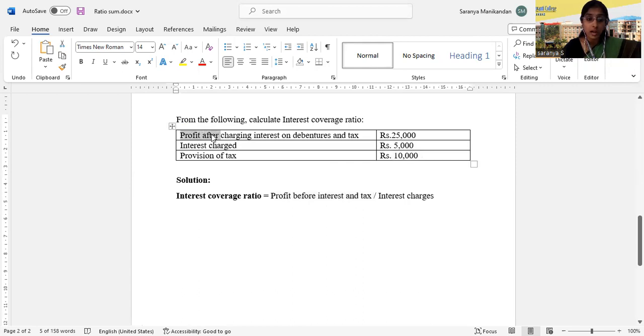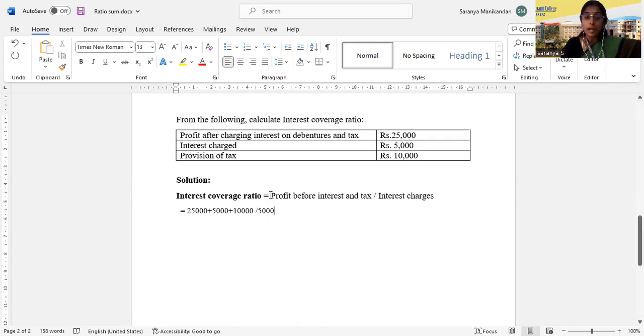What is given here? After interest and tax. But then we want before interest and tax. So what we can do is profit after interest and tax is 25,000, but then we want it before, which means we have to add interest and tax. Correct. So plus 5,000 plus 10,000. So divided by, so 40,000. Correct. So 40,000 divided by interest charges 5,000.